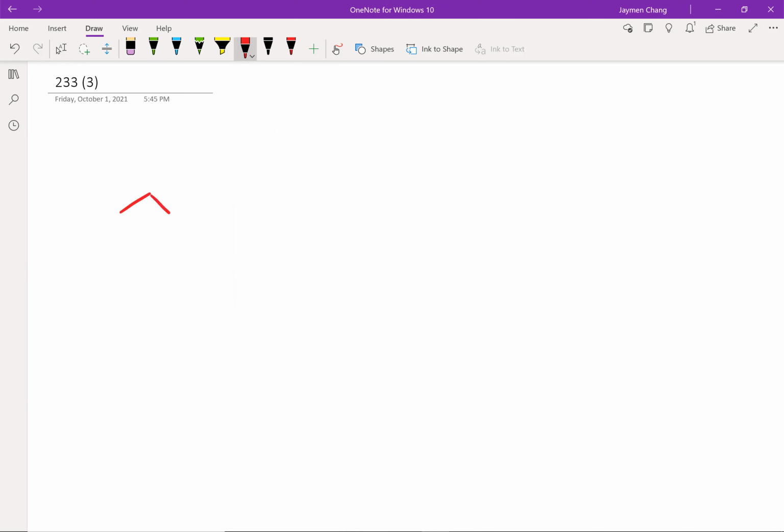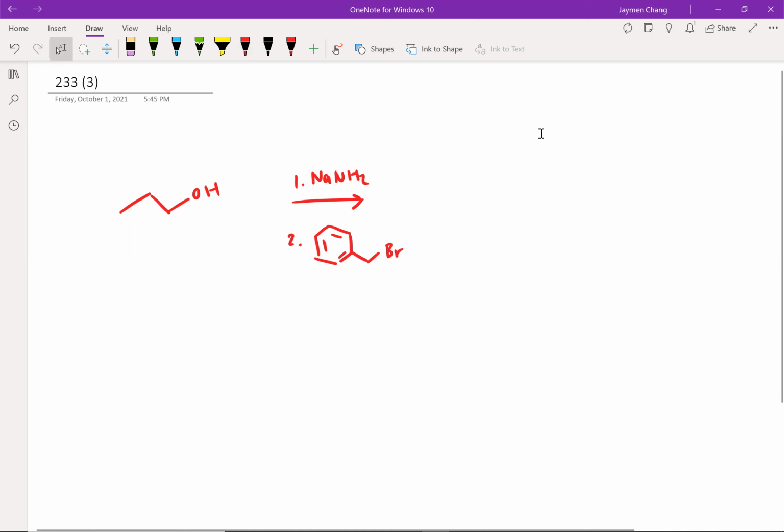And what you're going to see is we have an OH, so an alcohol group. And then we have NaNH2. And in the second step, we have a benzylic bromine. So this is a predict the products question. How we would go about solving this is we have to think about what this does. Na is a plus charge, meaning that the NH2 is going to be a minus charge, and this is actually going to be a strong base.